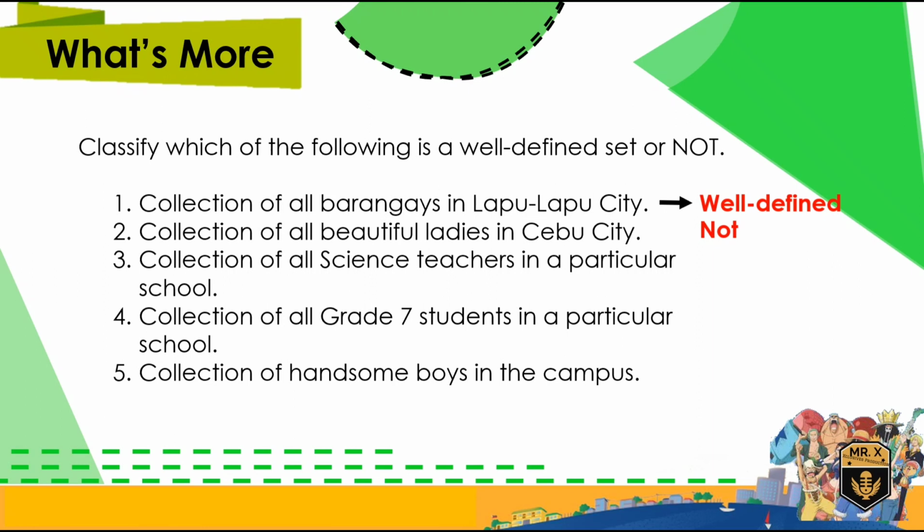Number 2, collection of all beautiful ladies in Cebu City. It is not well-defined, because we have no standard to determine who the beautiful ones are. Everyone says something different. Number 3, collection of all science teachers in a particular school. Yes, it is well defined, because we can determine who the science teachers are in a particular school. For example, in Marigondon, shout out to Ma'am Lia Baring, Sir Joseph Villarino, and Ma'am Oropel.